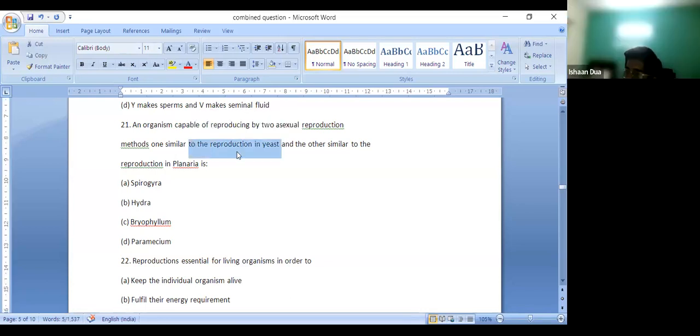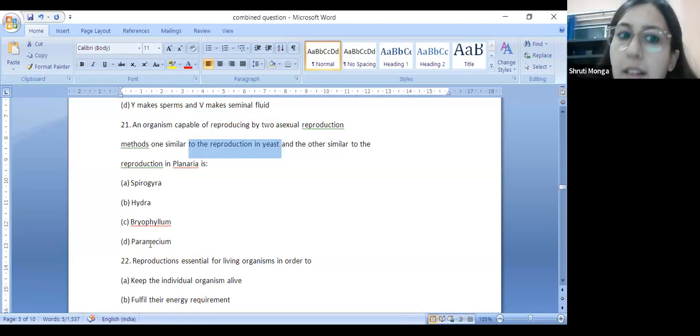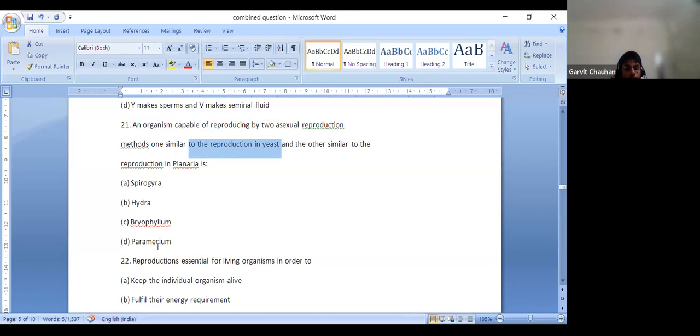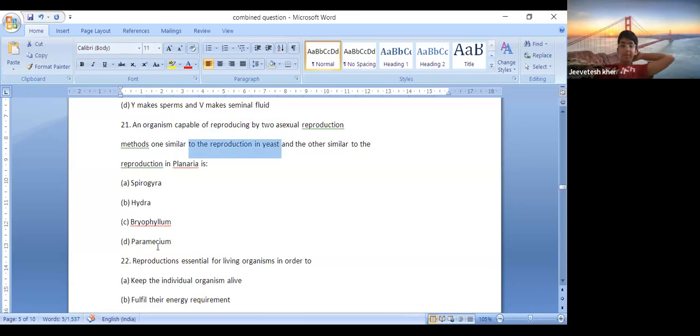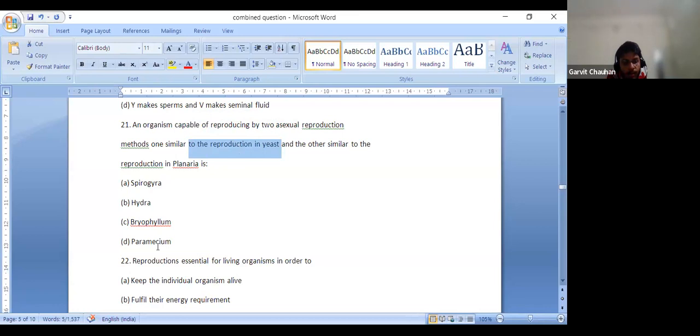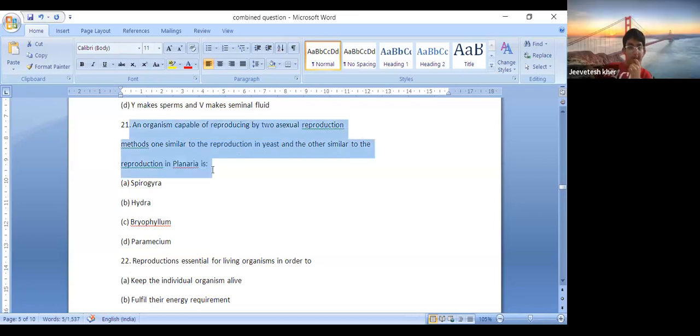Can you tell me the answer? Budding. Okay. So out of all these organisms, which can do budding, we have to see that. Yeast is single cell budding, so Hydra cannot do that. So Hydra is eliminated, and Bryophyllum, yeah, it can do budding, but then there's no regeneration.